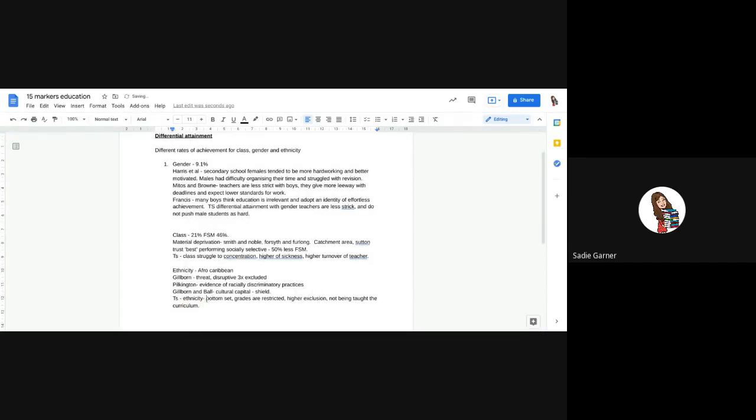Some groups are placed into bottom set where their grades are being physically restricted. Obviously, you can't get an 8 or a 9 in bottom set. There's an issue with higher rates of exclusion, and that means those groups are not being taught the curriculum. It leads to different rates of achievement. Remember, quite a lot of those exclusions can be due to wearing protective hairstyles and things, which is just even more worrying. So that's differential attainment.